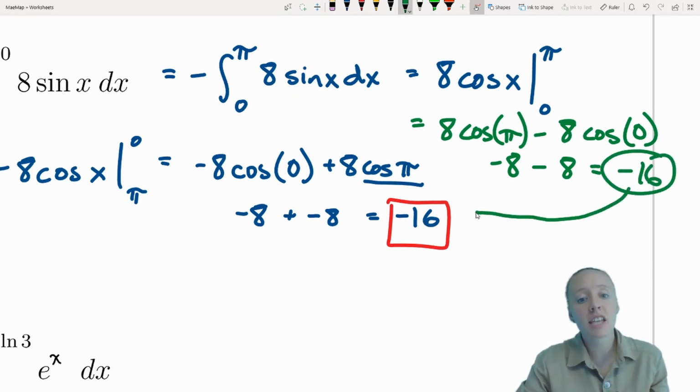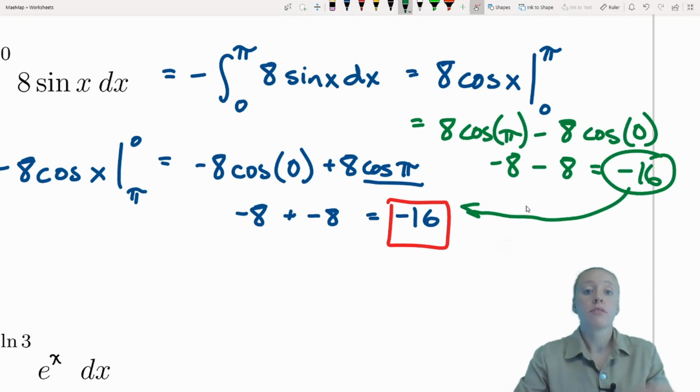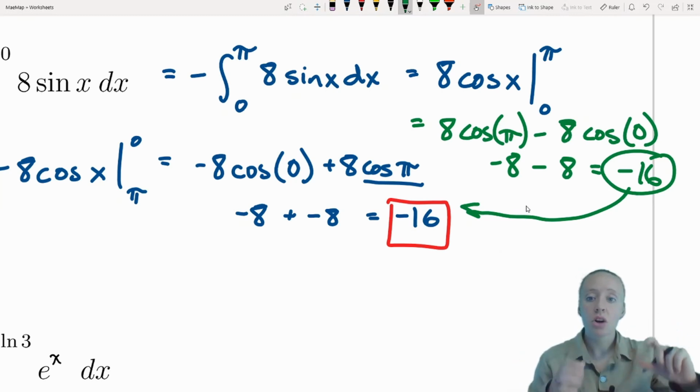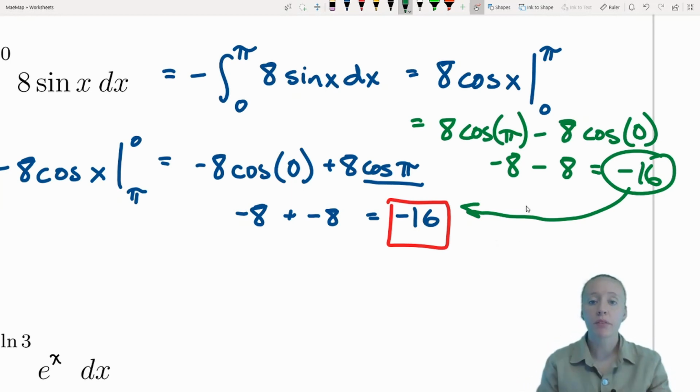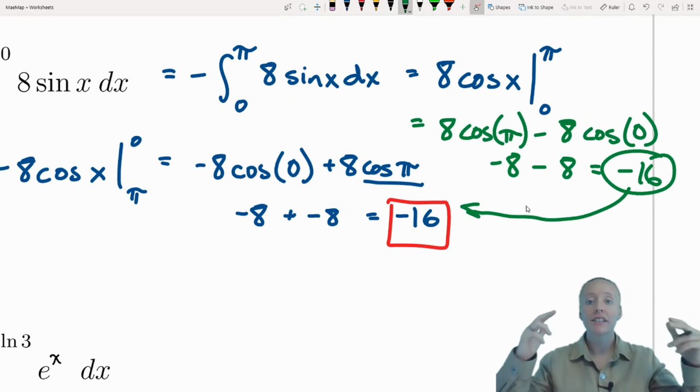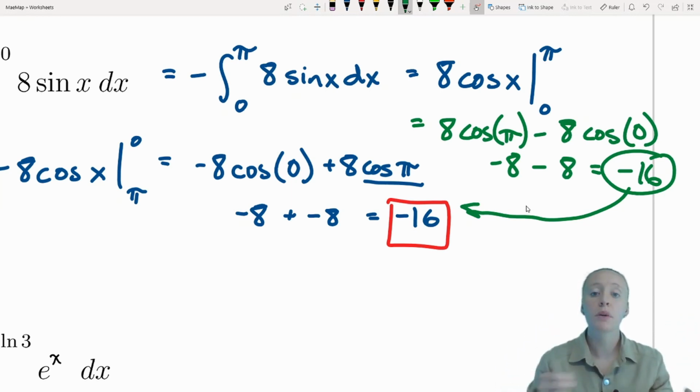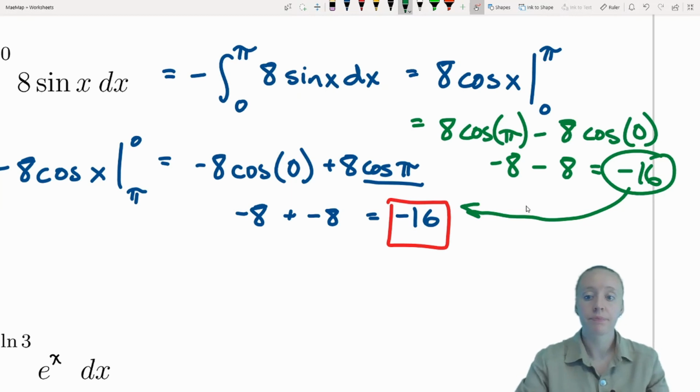I get the same exact result, regardless of whether I negated my integral in order to flip my bounds or whether I continued on. Just remember that however we set it up, we're going to do the upper bound minus our lower bound when we go to evaluate the integral.